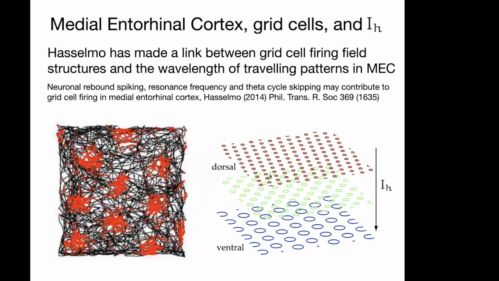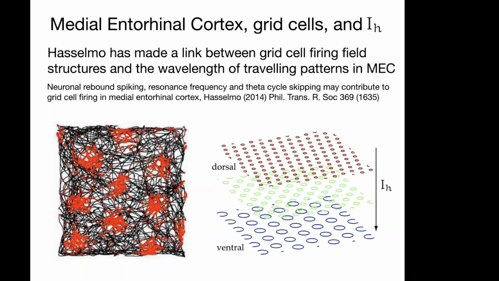So as you move across the dorsal ventral axis of the MEC, there's a known change in the firing field scale of grid cells. So grid cells, as an animal runs across a lattice in an environment, can change from, say, centimeters to meters.